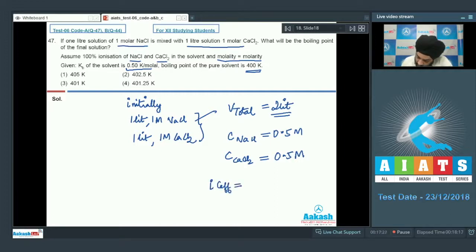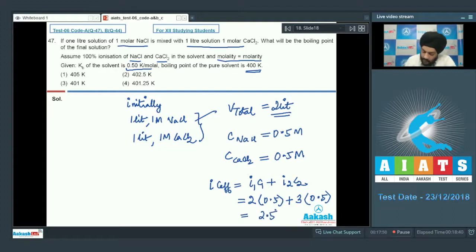If we talk about the concentration of the ions which is produced, we can have i into C effective is equal to i1C1 plus i2C2. So NaCl has an i of 2, the concentration was 0.5. And CaCl2 has an i equal to 3 and the concentration was also 0.5 again. Solving this expression, we have the value equal to 2.5. Now, the delta TB value is given by i into C effective into Kb. Putting values of Kb and i C effective in this expression, we have 2.5 into 0.5, which gives us a value equal to 1.25.